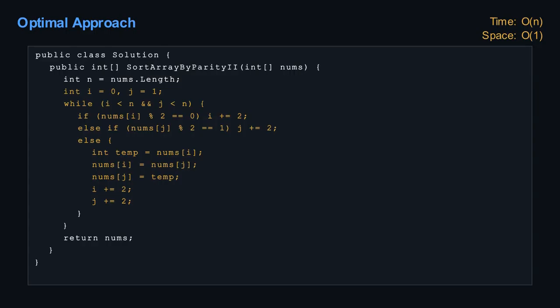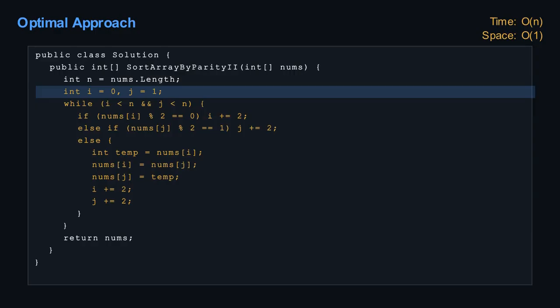Instead of creating new lists, we can move numbers around until they are in the correct positions. Think of it like organizing a line of people where boys need to be in even-numbered spots and girls in odd-numbered spots. If you see a boy in an odd spot and a girl in an even spot, you can just have them swap places, and both problems are solved at once.